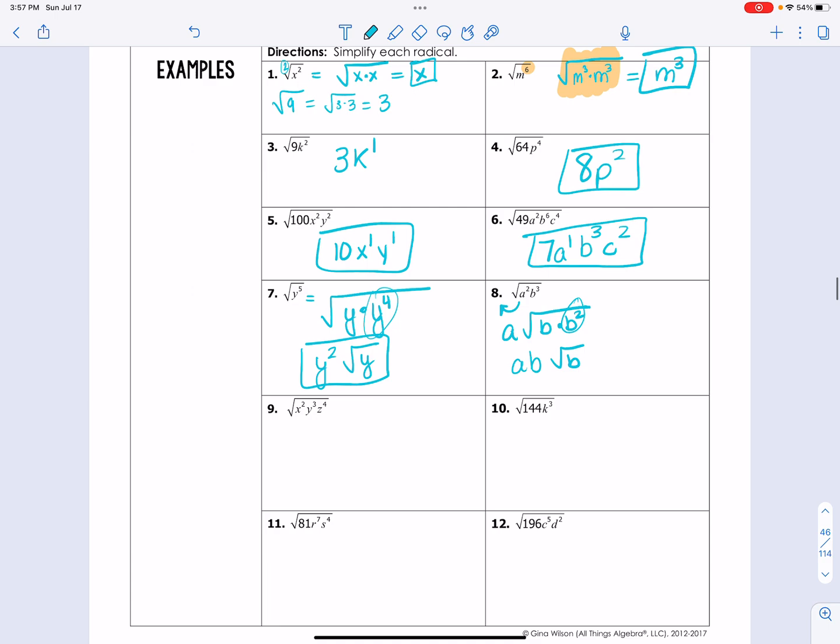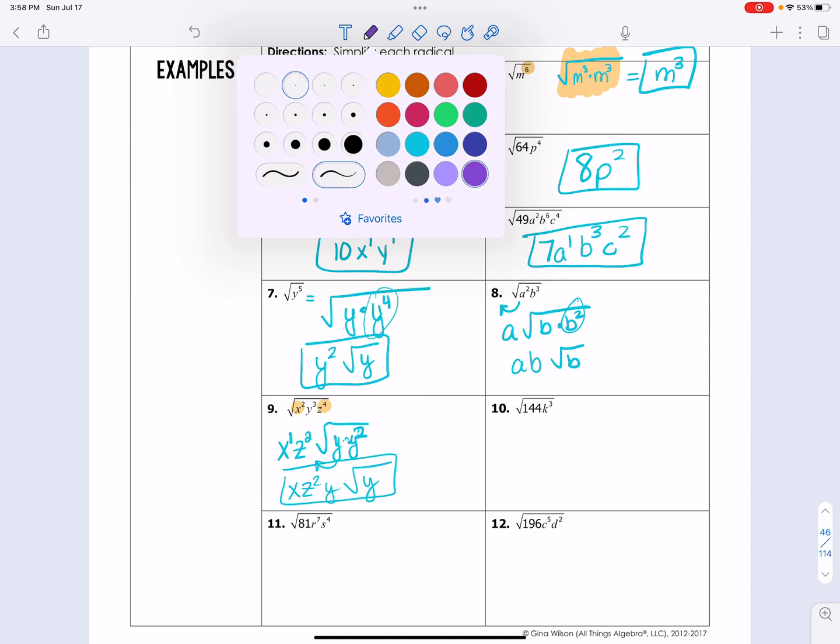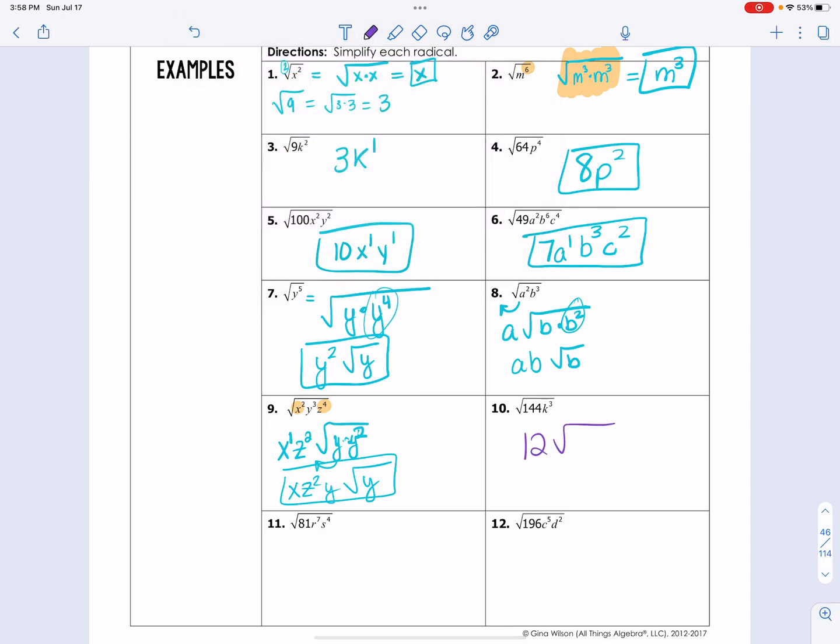On this next one, this is even and this is even, so I can take those out in front. So x, and z squared. And now I'm going to split this up as y times y squared. So the square root of that, I'd have x z squared y root y. The square root of 144 is 12, and then I can split this up as k times k squared. So I'd have 12k times root k.